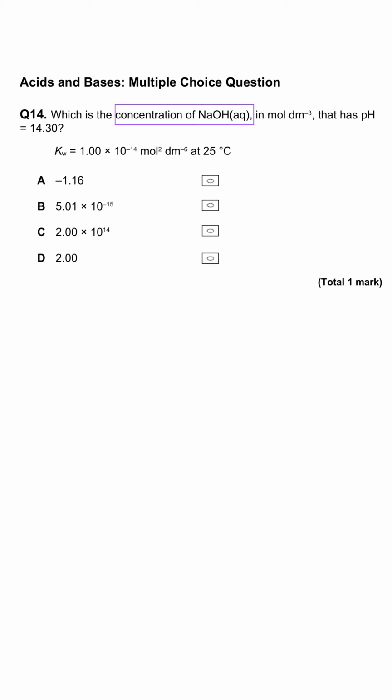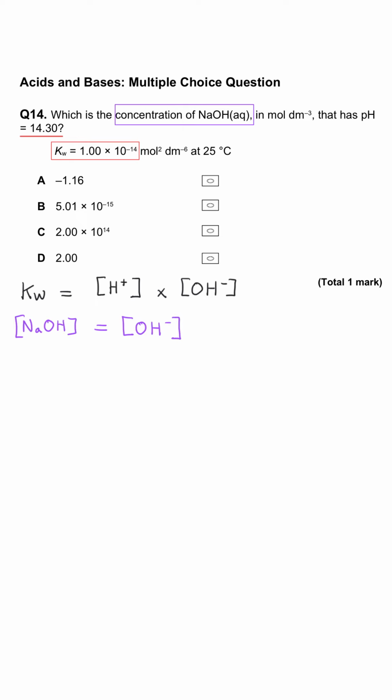Which is the concentration of sodium hydroxide in moles per decimeter cubed that has got a pH of 14.30? And we've been told that the Kw is 1 times 10 to the minus 14 at 25 degrees C or 298 Kelvin. When you've been given the Kw value, it's a pretty big signal that you're going to be using the Kw expression, where Kw is H plus concentration multiplied by OH minus concentration. It's important to note that this expression has the hydroxide ion concentration, not the sodium hydroxide concentration, but on this occasion they are the same thing since there is one hydroxide ion in one sodium hydroxide.